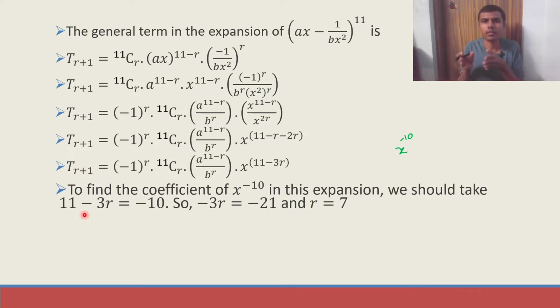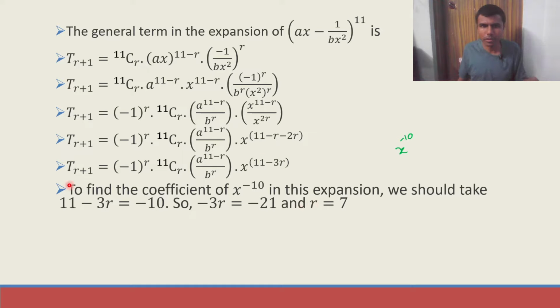Send the 11 to the RHS. So -3r is -10 minus 11. -10 minus 11 is -21. So -3r is -21. The minuses cancel, r is 21 by 3, which is nothing but 7. Fine. Let's go forward. Now I got r.